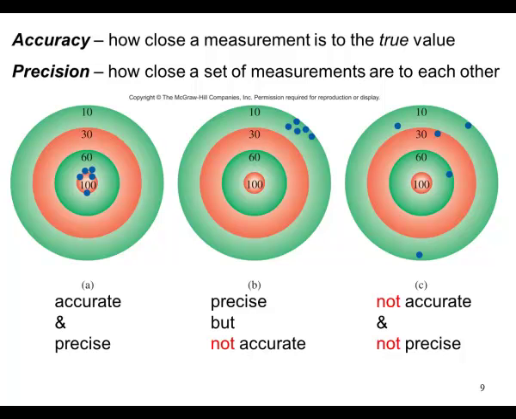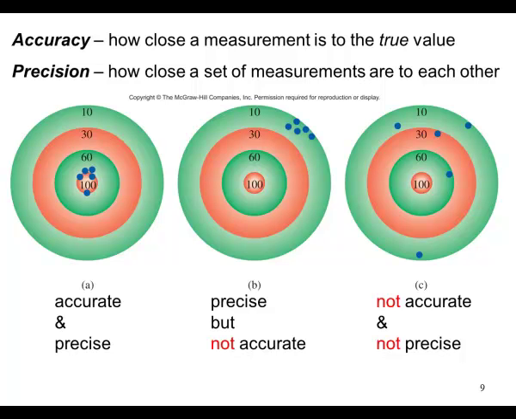Accuracy is how close a measurement is to the true value. Precision is how close a set of measurements are to each other. If you look at the bullseyes, you have a good idea of how to express accuracy and precision. The first shows accuracy and preciseness. All of the targets have been hit around the 100.